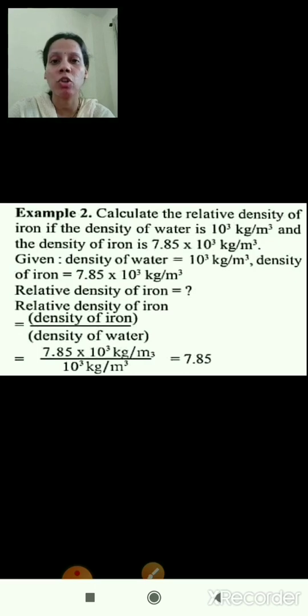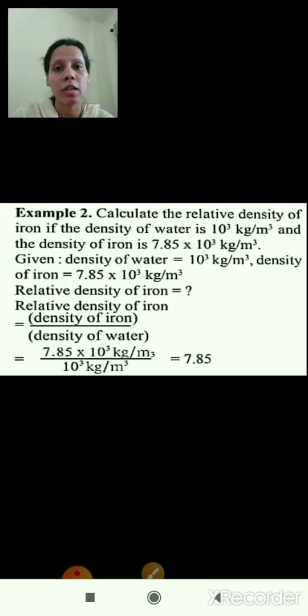So the relative density of iron is equal to 7.85 and it has no unit, as relative density is equal to the ratio of two equal physical quantities. Okay, so you will not write down units. So what is the answer? 7.85.